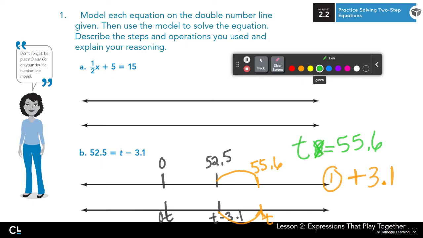T is equal to 55 and 6/10. Go ahead and copy this down if you don't have that. Pause here.